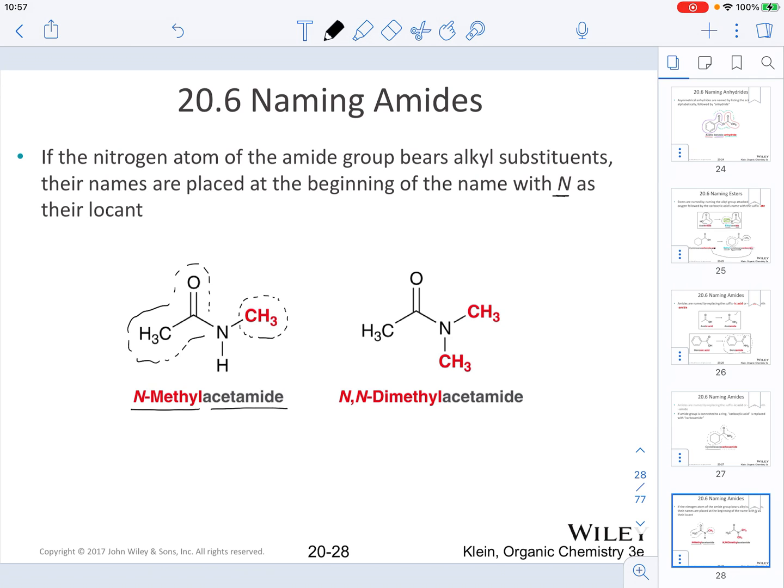Here, as you can see, we have two methyls, so we have that disubstitution on the nitrogen. That's why we have N,N-dimethyl, to symbolize that we have two of the same methyl. N,N-dimethylacetamide. Understand, I was just getting ahead of myself.